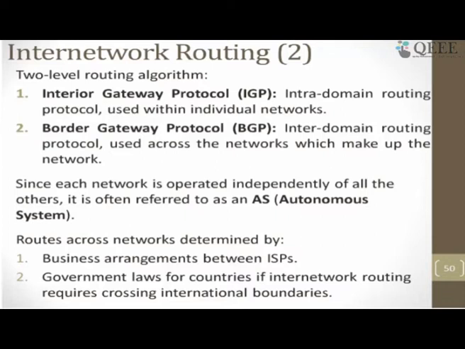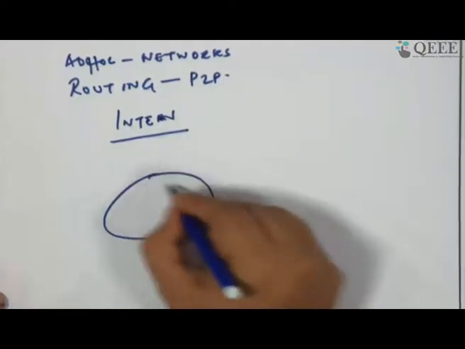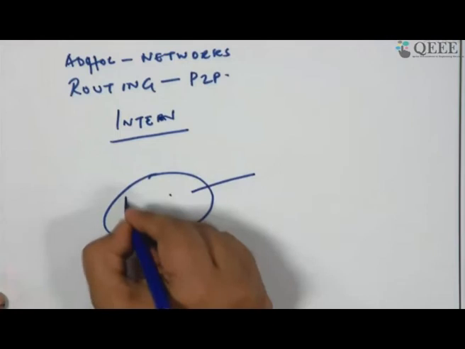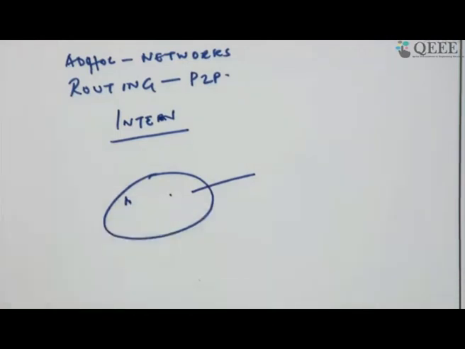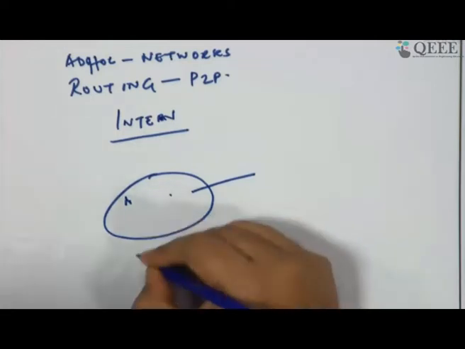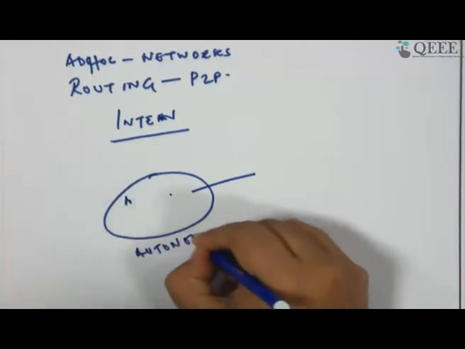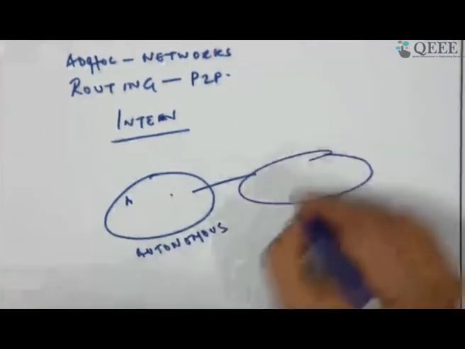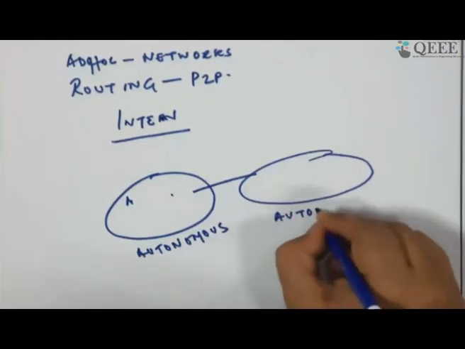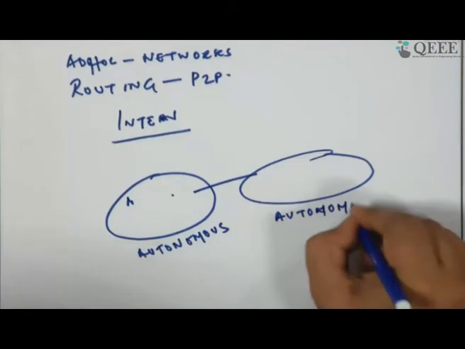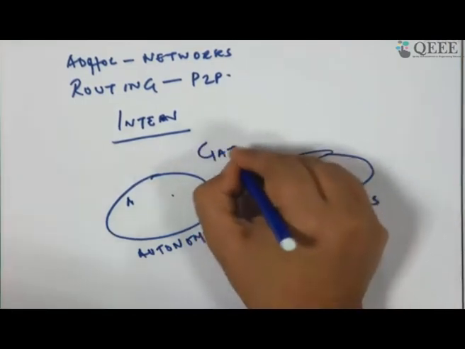So we have two sorts of routing understanding, internetwork routing. We have told this, but let us say it more formally: one is interior gateways. So how can we think of the internet? There are autonomous systems, and from one autonomous system to another autonomous system we are going through gateways.